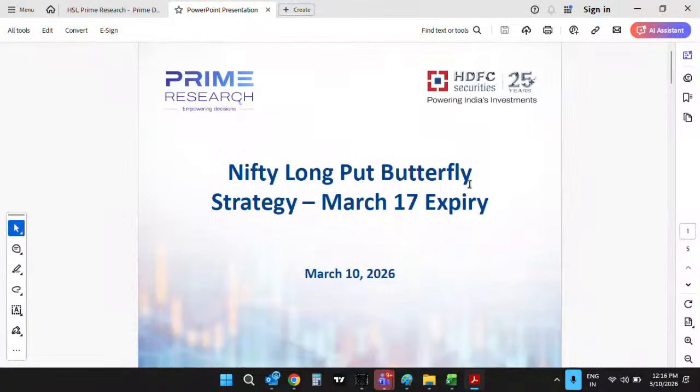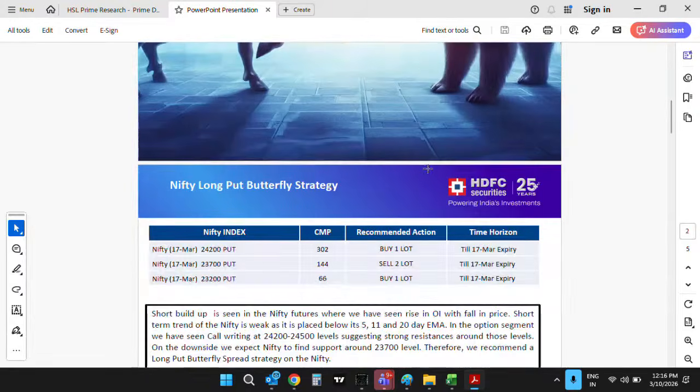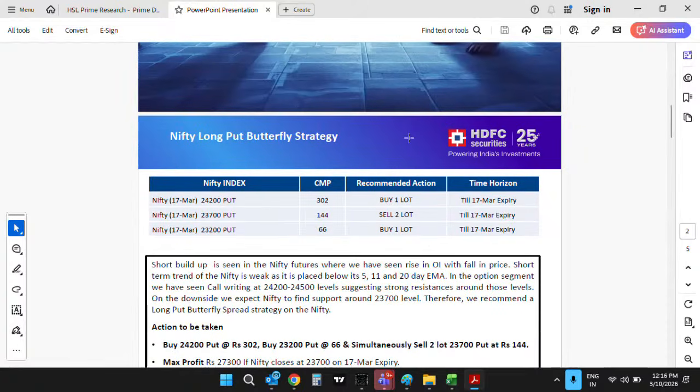Is my report visible? Yeah, visible. So basically, in the morning we issued this Nifty long put butterfly strategy. Here we are recommending to buy one lot of the 24,200 put at around 302, sell two lots of the 20,700 put at 144, and buy one lot again of the 20,200 put at 66.